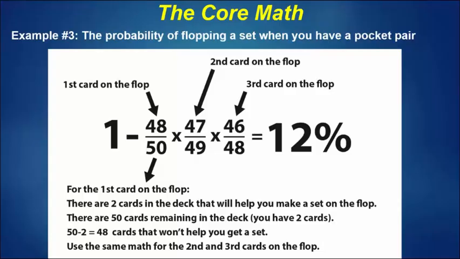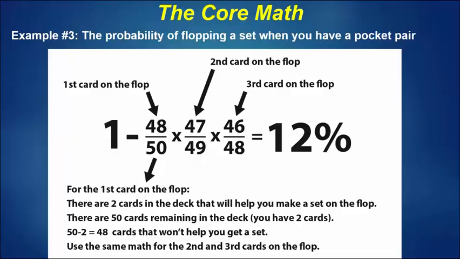This third example shows the probability of flopping a set with a pocket pair. It's always fun to do set mining. The math is done like the second example, except the probabilities are different. There are only 2 cards in the deck that will turn your pair into a set. As before, there are 52 cards in the deck minus 2 cards in your hand equals 50 cards. With 50 cards remaining and 2 that will help you, there are 50 minus 2 equals 48 cards that won't help you.